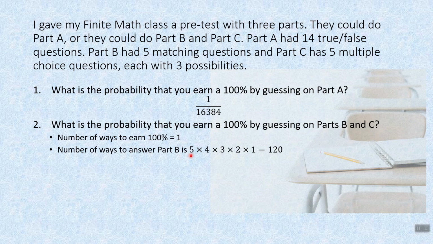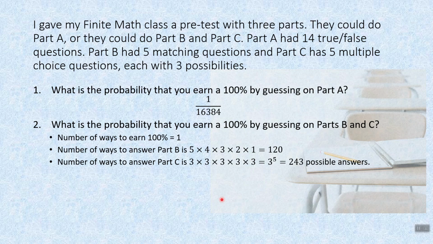Part B is matching. So you read the first question, and you have 5 options to match it with. And then after that one's finished, for the next question, there are only 4 options that haven't been used yet, and then 3, and then 2, and then 1. Matching questions are a straight up permutation. Alright, so that's 120 options just for part B, not bad. The number of ways to answer part C, right, 5 multiple choice questions, each with 3 possibilities. So 3 possibilities, A, B, or C for question 1, A, B, or C for question 2, and so on, 5 times. So we have 3 options for 5 questions, so 3 to the 5th power is 243 possible answers on part C.